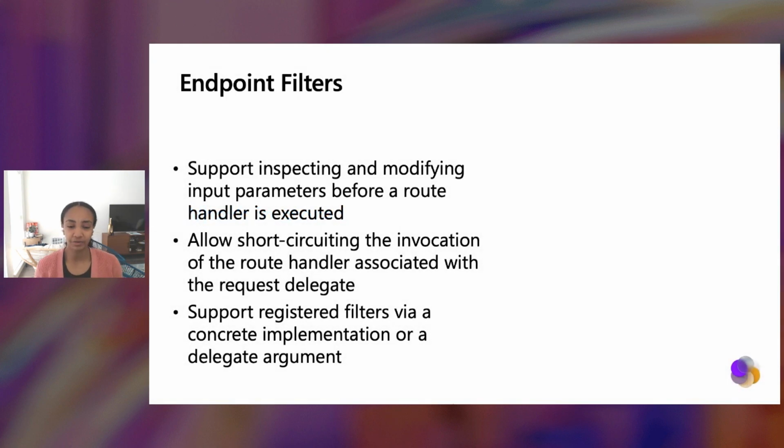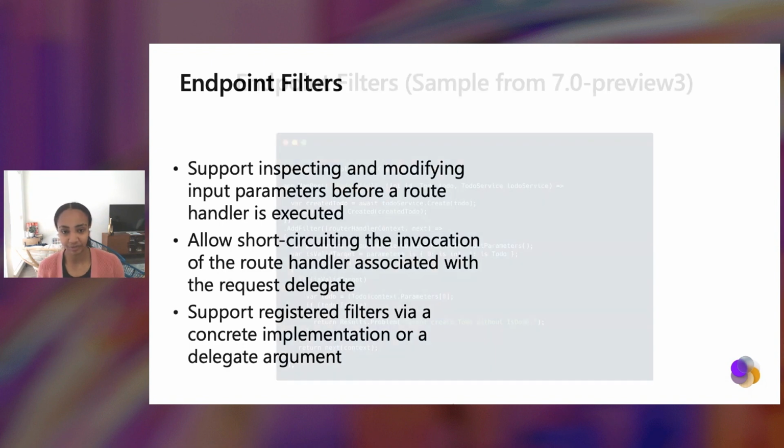If you have a background with MVC, you might be familiar with the filter concept, which is essentially a construct that allows you to intercept the invocation of your core handler logic, inspect any parameters that were provided, maybe in the route or in the body, short circuit it if you need to. Maybe you want to do some validation or some logging there. All of that is supported in filters in MVC. And one of the things that we knew we wanted to do going into .NET 7 was add support for filters with minimal APIs. And we did just that in Preview 3.